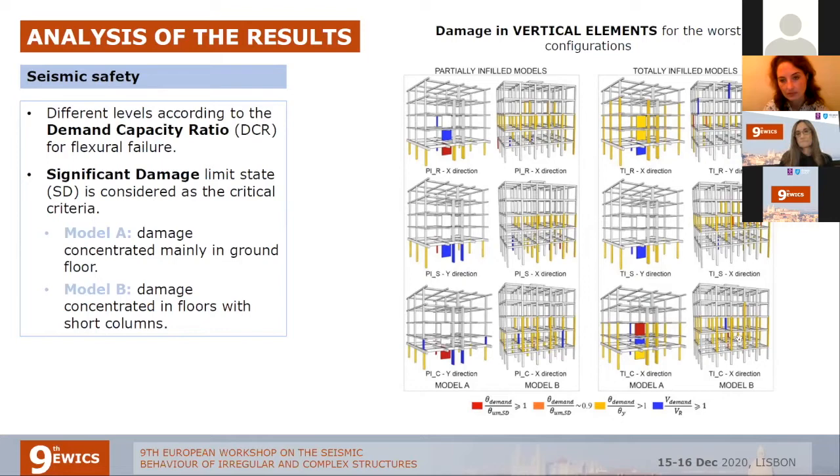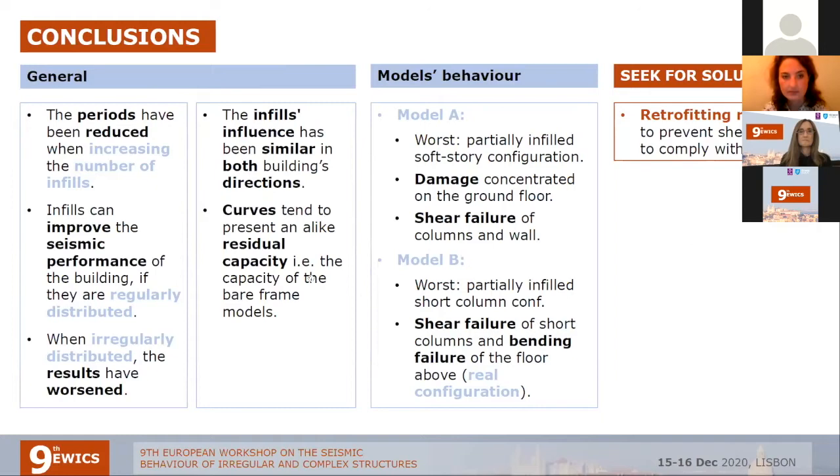And just to sum up, the general conclusions that we obtain are that the periods have been reduced when increasing the number of infills. The infills can improve the seismic performance, but only if they are regularly distributed. If they are irregularly distributed, the results have worsened. The influence has been similar in both building directions. This is mainly because the buildings were more or less symmetrical in plan. And the curves tend to present analogous residual capacity, which is the capacity of the bare frame models.